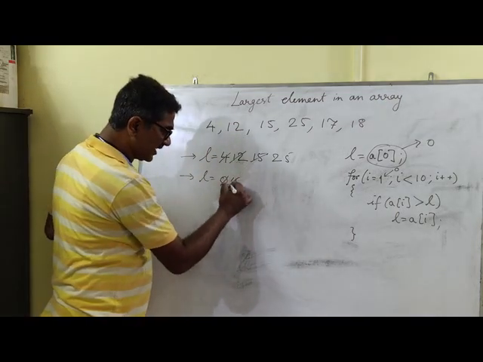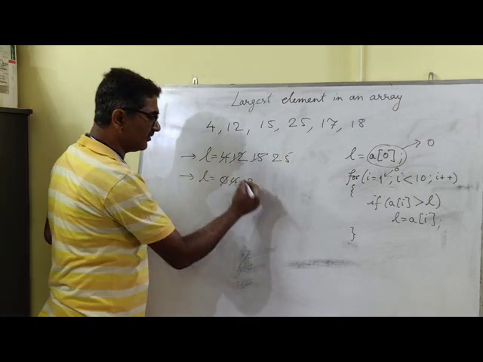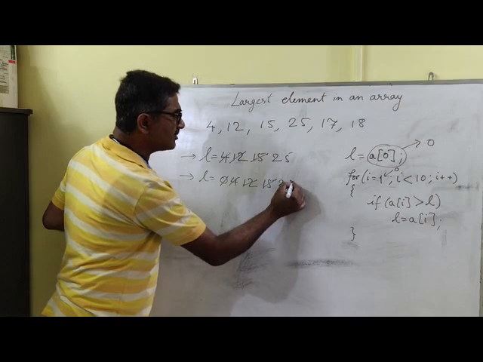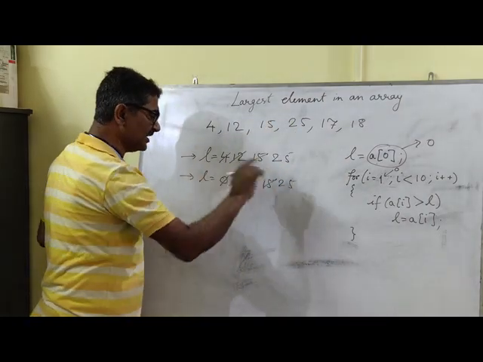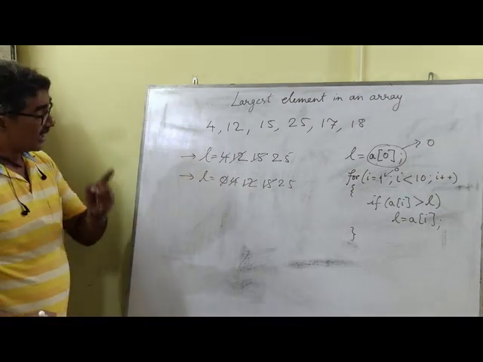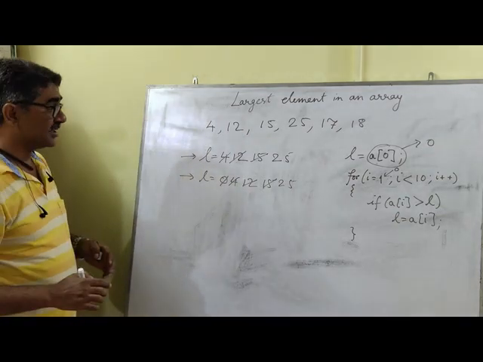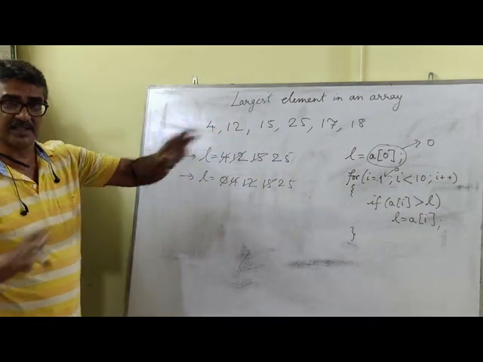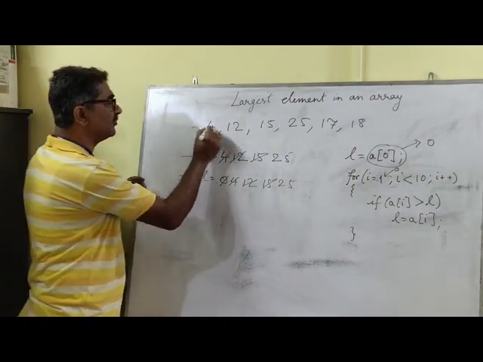So what happens? 4 is greater than L, then give it to L. Next 12 is greater than L. We are giving it to L. 15, we are giving it to L. 25, we are giving it to L. Next comes 17, but it isn't greater. 18, it isn't greater. So L contains 25. Exactly, we got the largest. However, imagine a situation, you see, the user can input any type of number. It is not necessarily always this. Suppose all the numbers are negative.